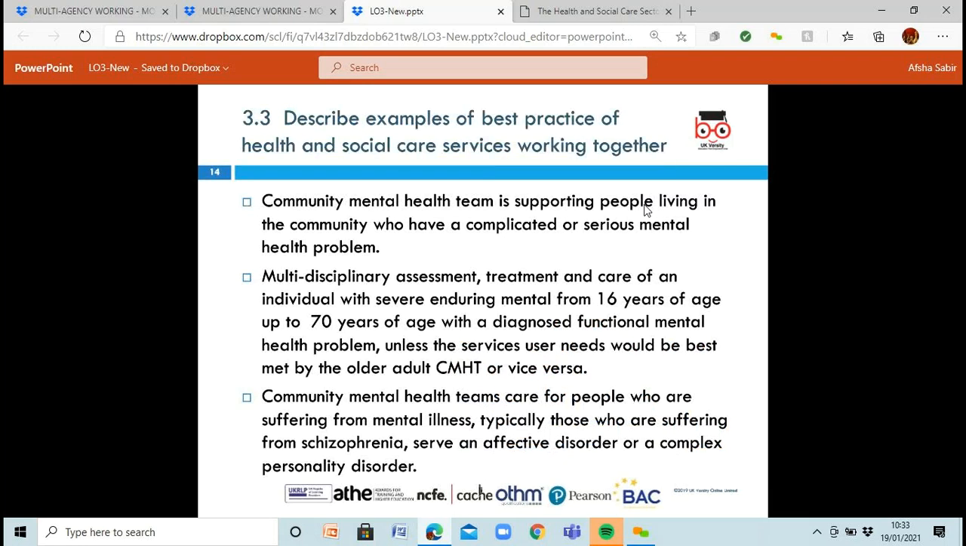And then we go on to 3.3. So describe examples of best practice of health and social care services working together. So what we've got over here is just how different services are actually going to work together. So it's just like the community health, mental health team and what they do. So they support people living in the community who have complicated or serious mental health problems.